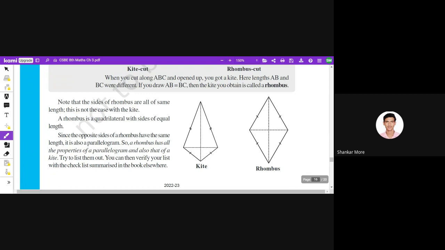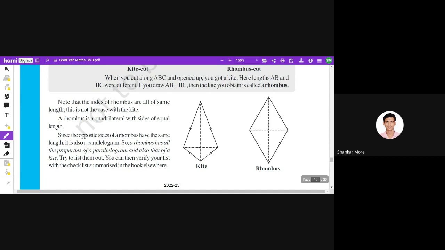Okay, so the first one I will tell you is that the sides of a rhombus are equal. Is it? Yes or no? You may answer in yes or no as well. Sides of a rhombus are equal. All sides are equal, right? So this is the first thing. And the second thing is the opposite sides are parallel.